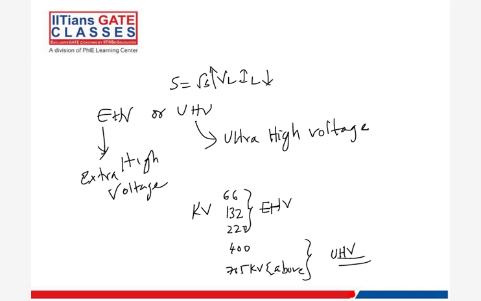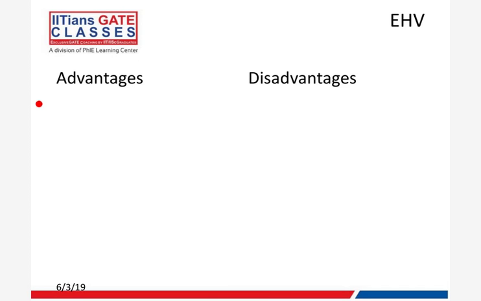Okay, so now let's look at the advantages of EHV, right? So the first one, let's look at under the same condition that we're looking at a 250 MVA transmission at 220 kV. So what will be IL? It would be 250 into 10 power 6 divided by root 3 into 220 into 10 power 3, right?